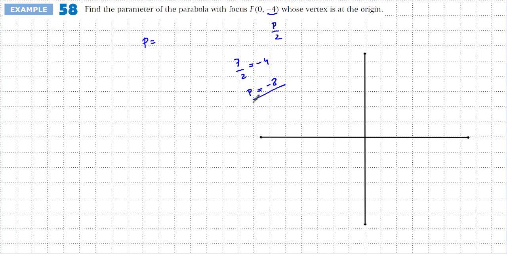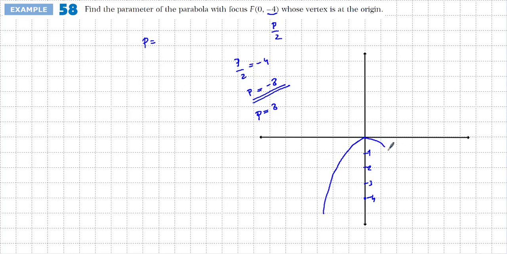This is also important: p is a distance. Since p is a distance, it cannot be negative. P must be equal to 8. If I show the figure on the graph, (0, minus 4) is going to be here. This is the focus point. Here are minus 1, minus 2, minus 3, minus 4. The parabola has its vertex at the origin.